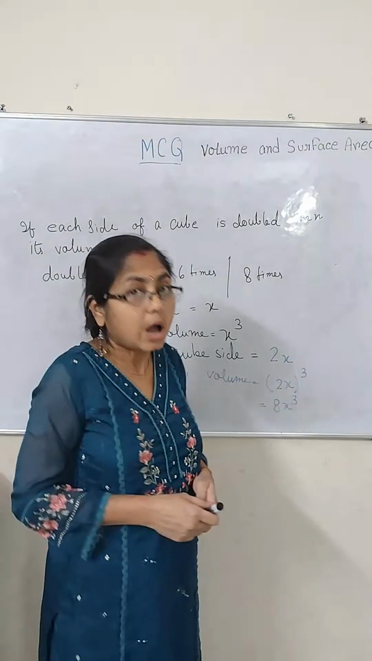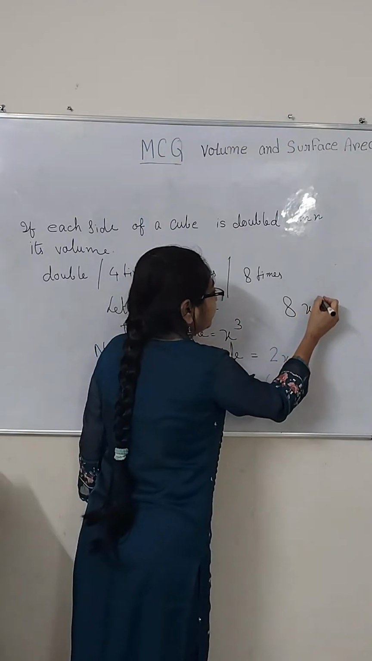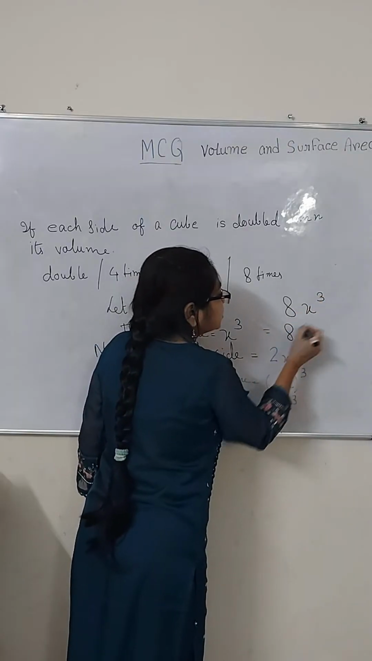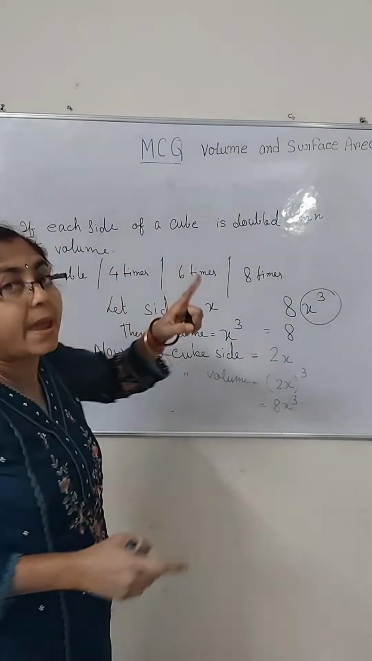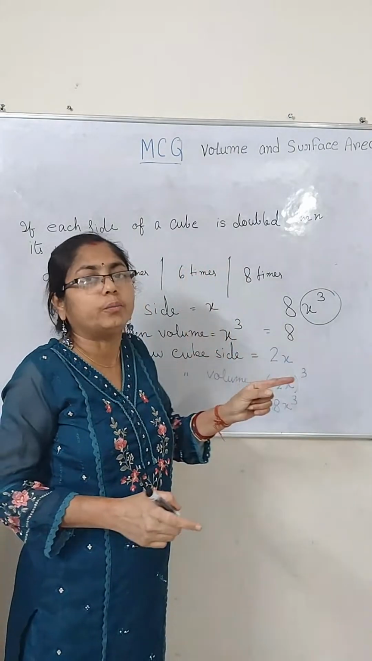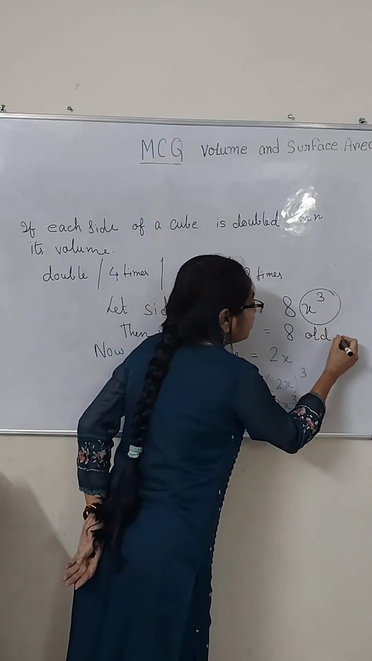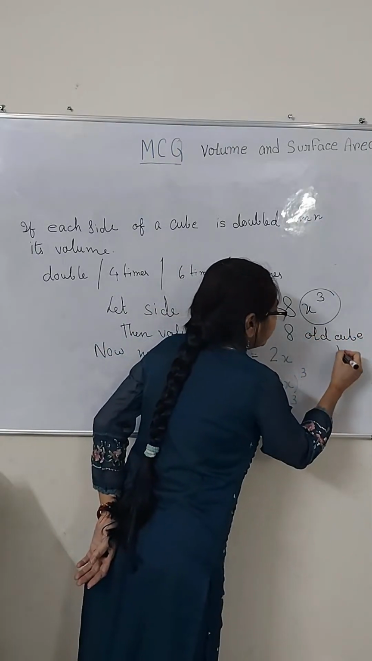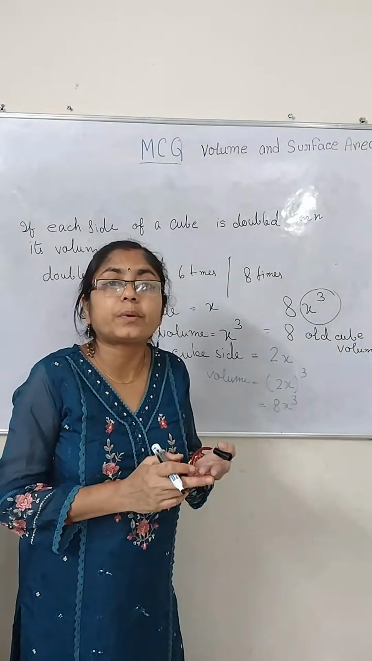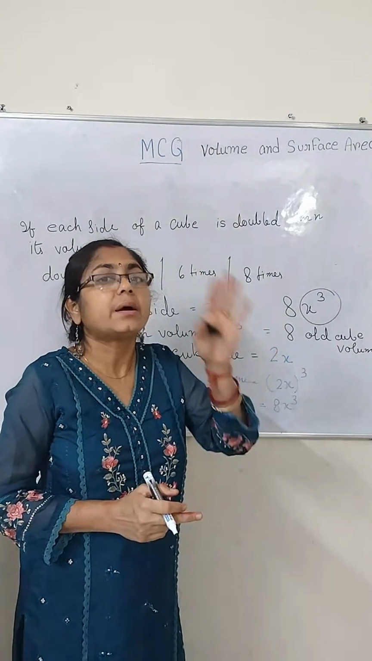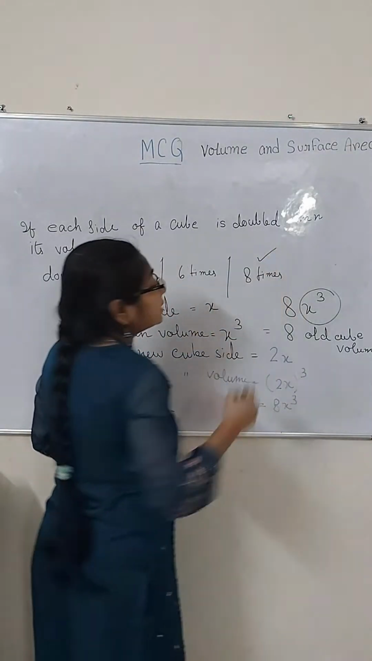Now, how many times is there? Now look at 8x cube. X cube is the volume of the small, earlier cube. So x cube means old cube volume. So the new cube's volume will be 8 times the old cube's volume. So our answer is the last one.